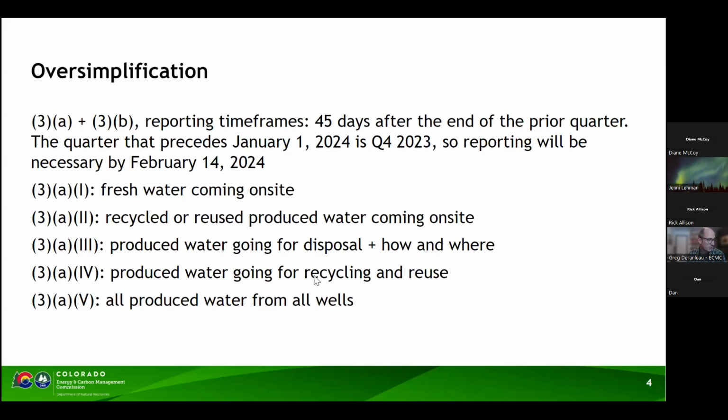And just to summarize those statutory requirements for reporting: it's fresh water coming on site, recycled or reused produced water coming on site, produced water going off site for disposal, as well as how and where it's disposed, and produced water going off site for recycling and reuse, and then all produced water from all wells.